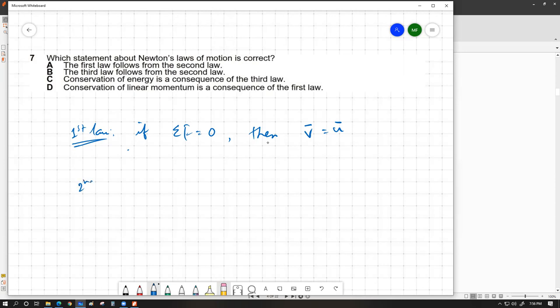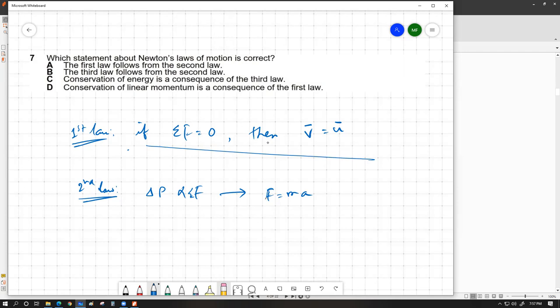Second law tells us this, that the rate of change of momentum of any object is directly proportional to the resultant force applied on the object, which ultimately leads to the definition of one Newton force. We get F equals ma. So we're going to try to get this logic out of this equation.